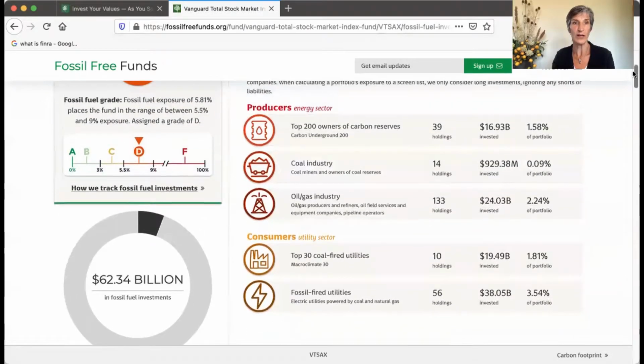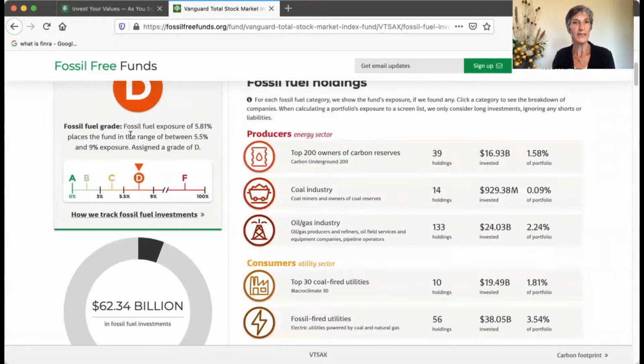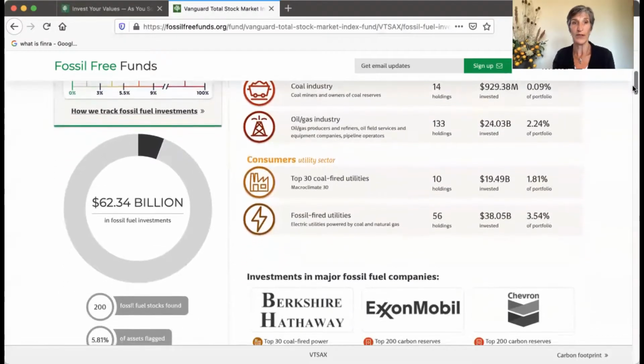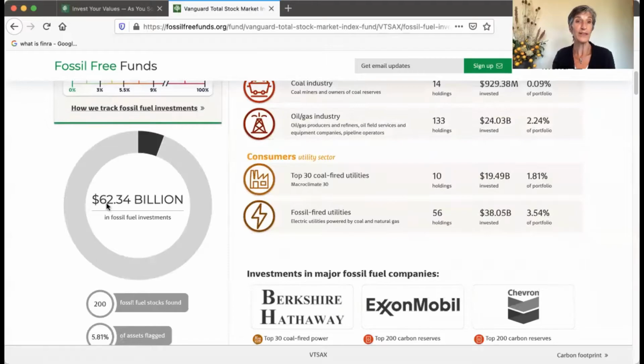All right. If we continue to scroll down and we look over to the left side, this is some very important information. Actually, let me scroll up. What this is telling us is that there is a fossil fuel exposure of 5.81%, or almost 6% of the fund is in fossil fuels. And that amounts to $62 billion worth of assets that are invested in this industry. So if you want to be fossil free, this may not be the best fund for you.